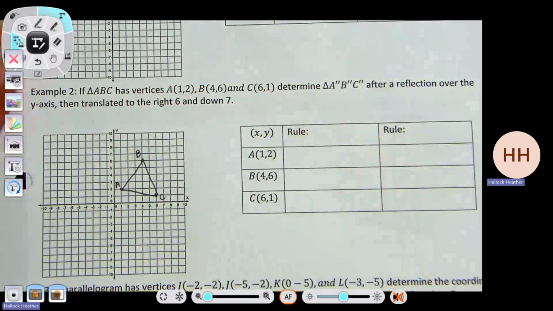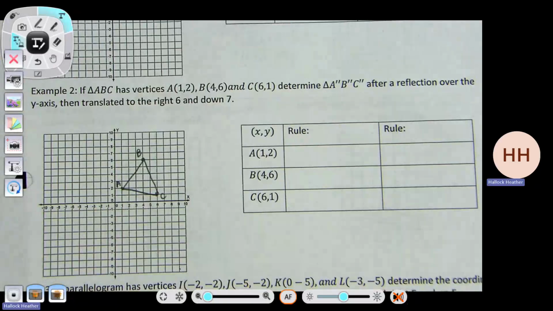Okay, so ABC. We're on problem number 2. ABC should be a triangle, something like this. Now, the key with these transformations is that sometimes if you do them out of order, it will end up in the right spot. But most of the time, if you do not do them in the order they tell you to, it will end up in the wrong position.